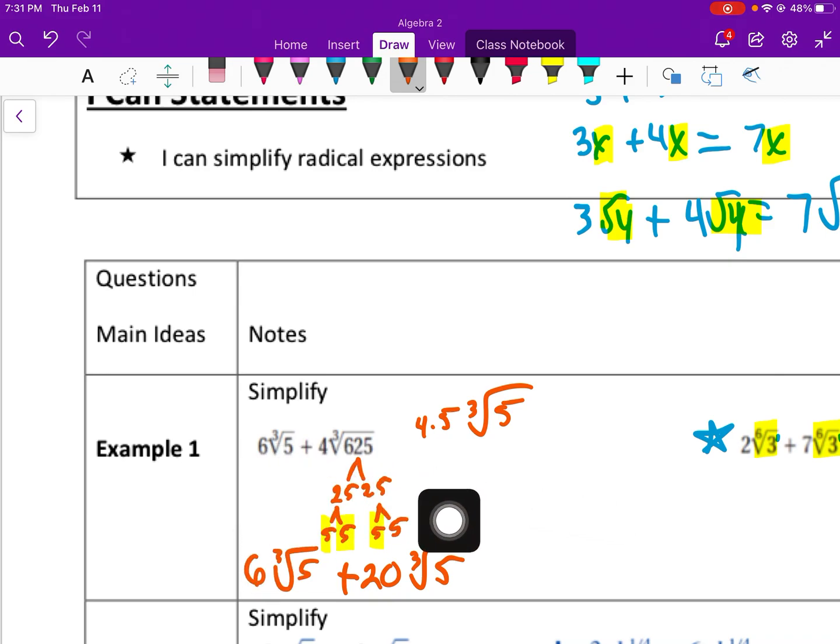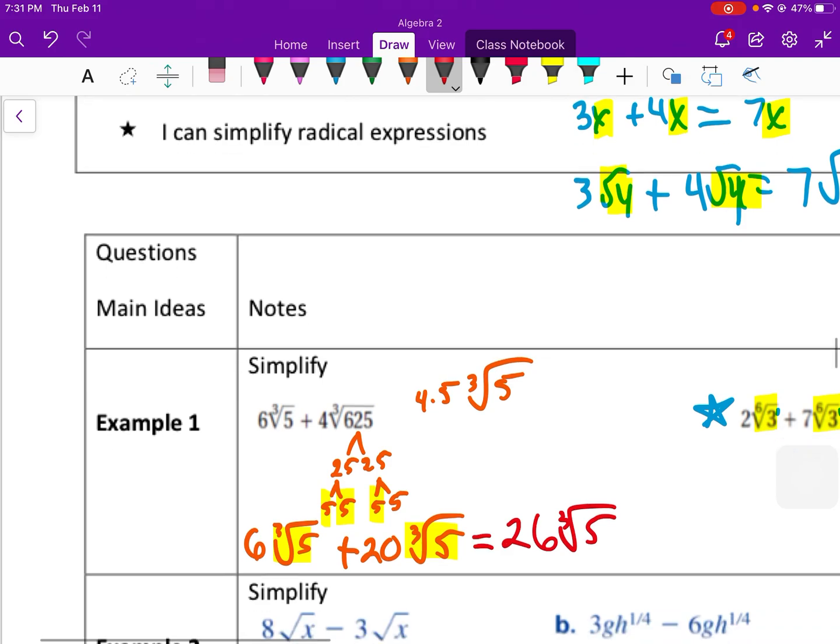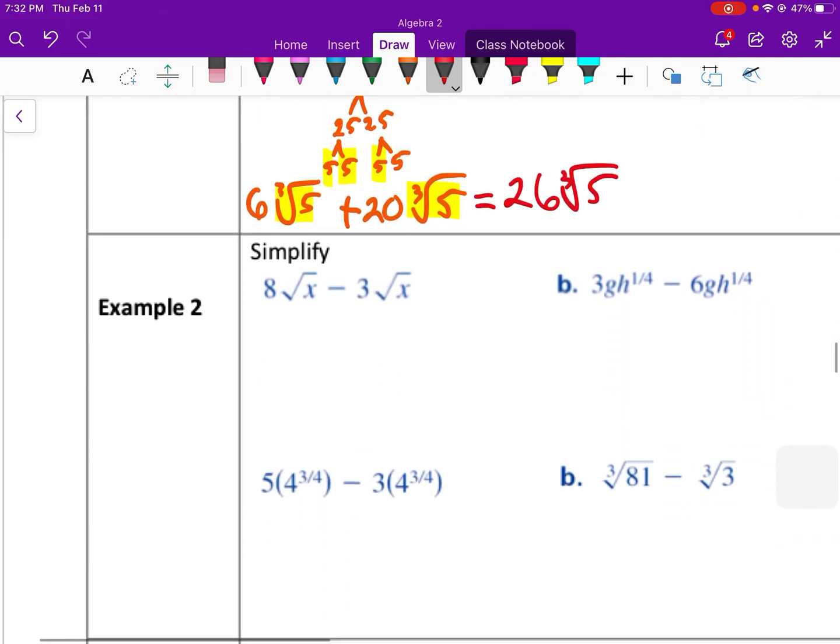Alright, now let's see if our terms are the same. We have cubed roots of 5, cubed roots of 5. Our exponents are the same, so these are the exact same. Now we can add like terms. So we have 26 cubed roots of 5. And that's it. We just need to be looking to see if our terms are the same.